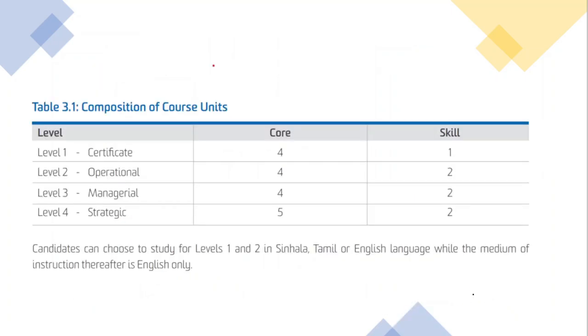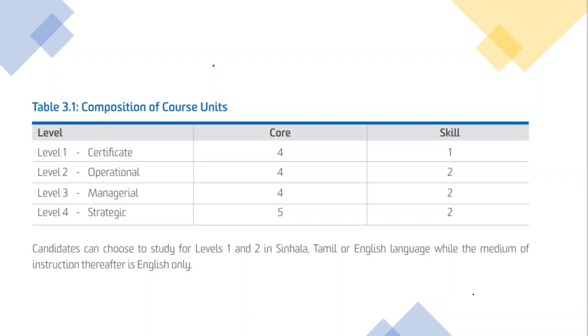Now, according to the new syllabus of CMA, they have 4 levels starting from certificate. Then you have operational, managerial and strategic. There are certain core subjects and certain skills related subjects. We will see what they are. Core subjects are 4 for each of the levels starting from level 1 to 3. Only at level 5, the core subjects become 5. In terms of skills, it's just 1 at the certificate level. Thereafter, it's 2 including communication as well as IT knowledge.